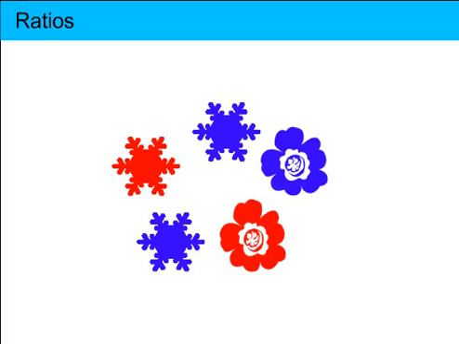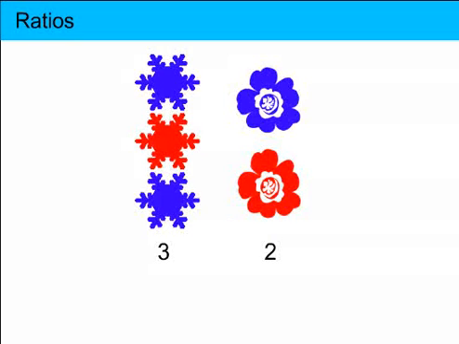A ratio is just a way to compare two things using numbers. So here you have some snowflakes and you've got some flowers, and we can compare the number of snowflakes to the number of flowers. So there are 3 snowflakes and 2 flowers. So our ratio is 3 to 2, and we write it using 2 little dots between the numbers.